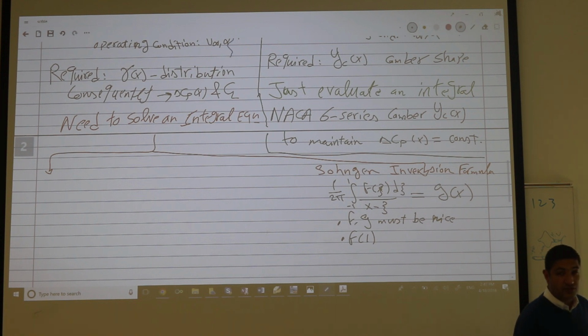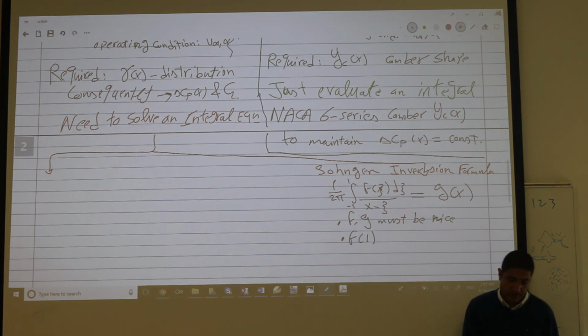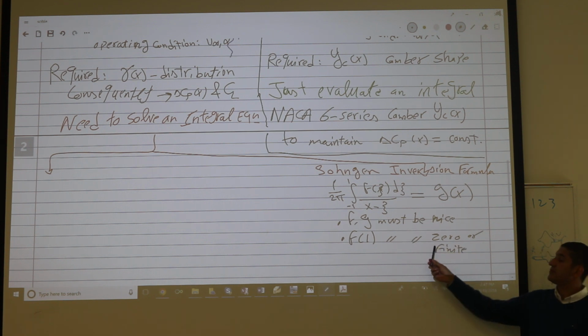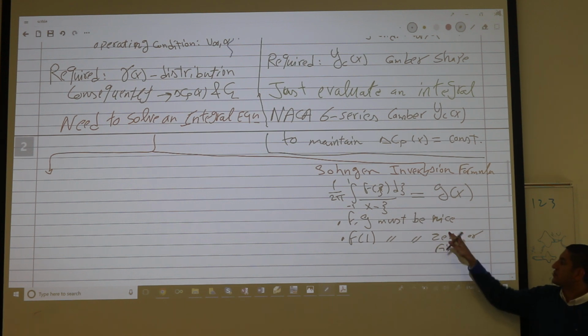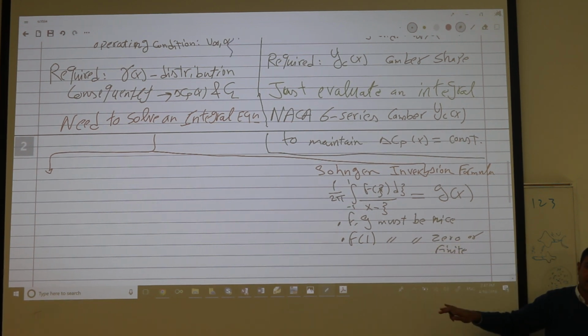Our problem is the trailing edge, by the way. And in our problem, what is f? Can you tell me what f is? Gamma. This is the circulation distribution. f of 1 must be 0 or finite. Can you tell me what this is in our problem? Gamma of 1. Remember, the pressure distribution is proportional to gamma. So it means that Cp is also 0 or finite. Also, the velocity distribution is proportional to gamma, so the velocity distribution is either 0 or finite at the trailing edge.